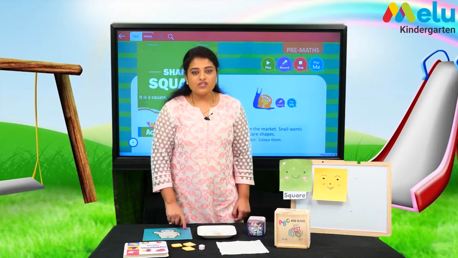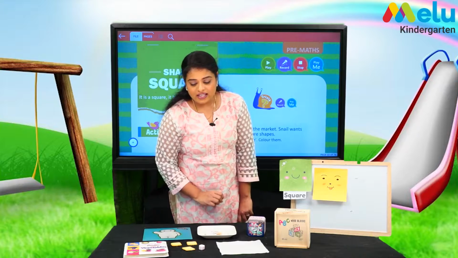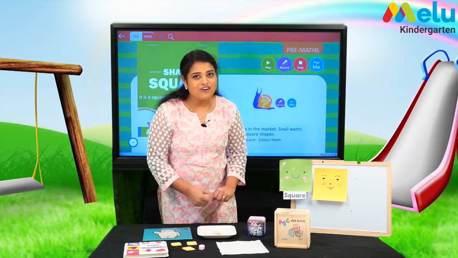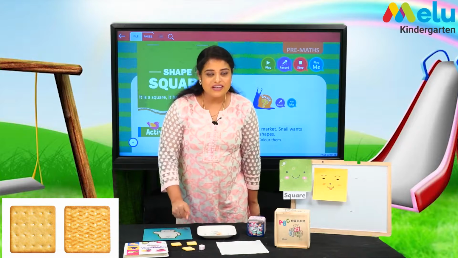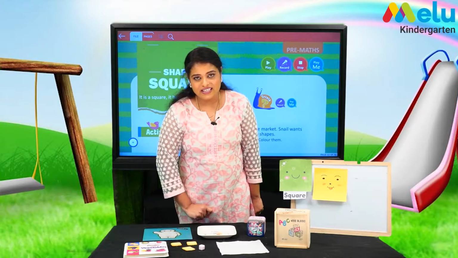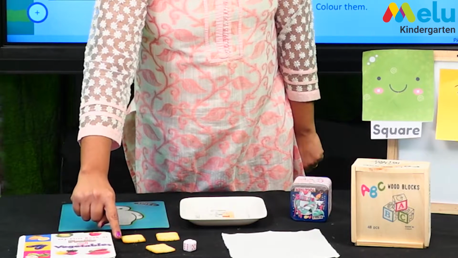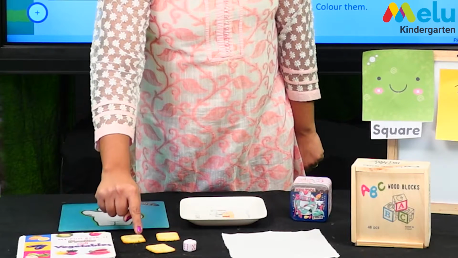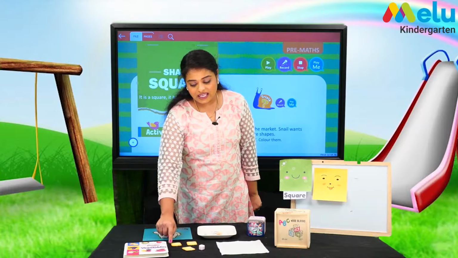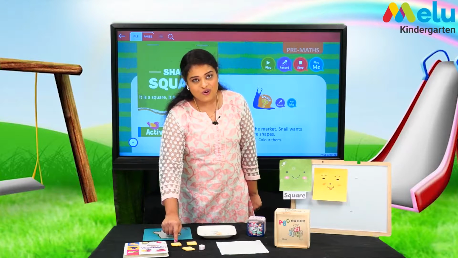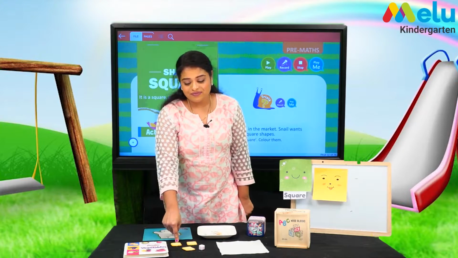Yes, and children, I have few biscuits here. They are in the shape of a square. Very good. Let's count how many sides are there in the biscuit. Yes, children. 1, 2, 3, 4. So, it has four equal sides and so the biscuit is in the shape of a square.